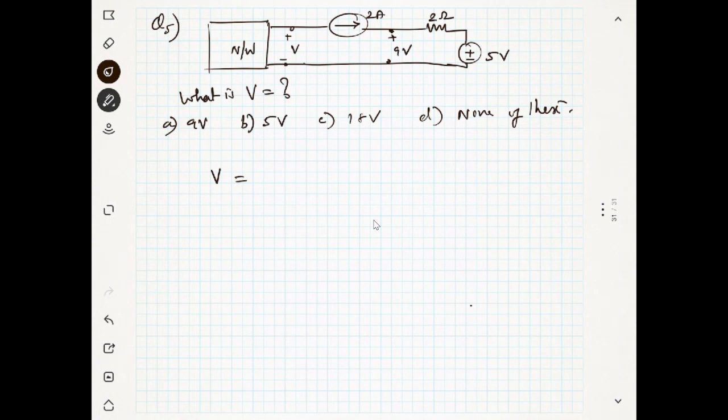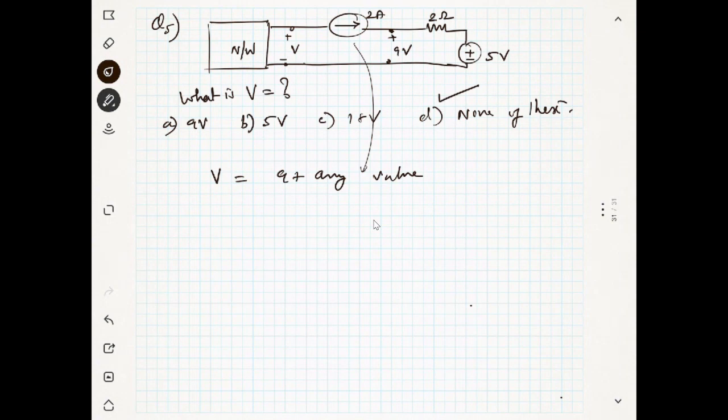So what will be the voltage? It will be this 9 plus any value, because for the current source we cannot say what will be the voltage across the current source. It can be any value, right? Yes. So the answer is none of these, because it can be any value. That's it. Is it clear?